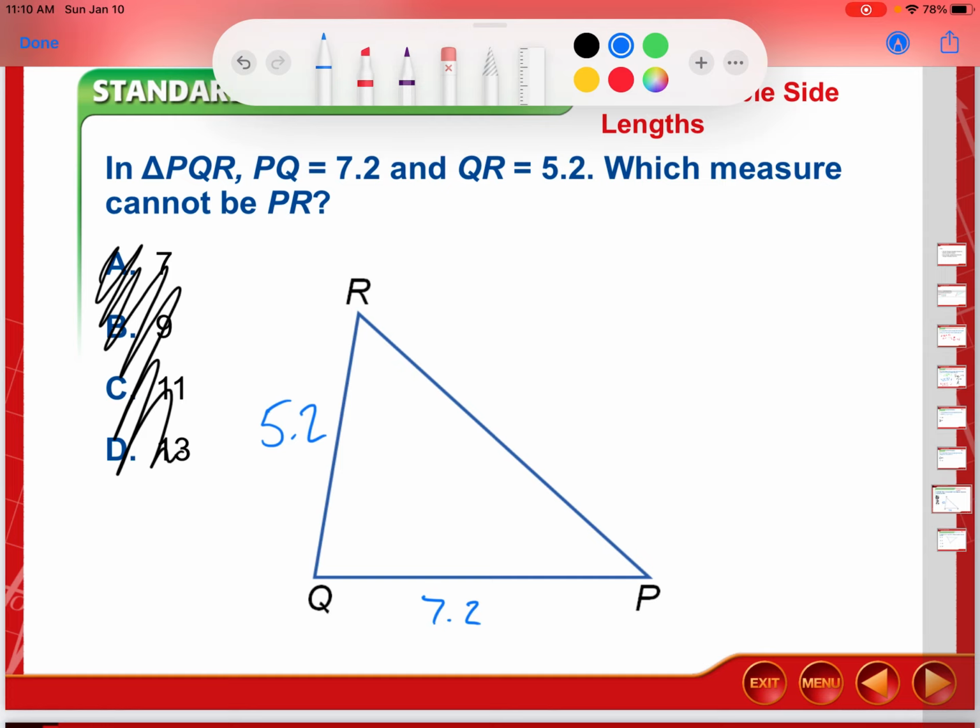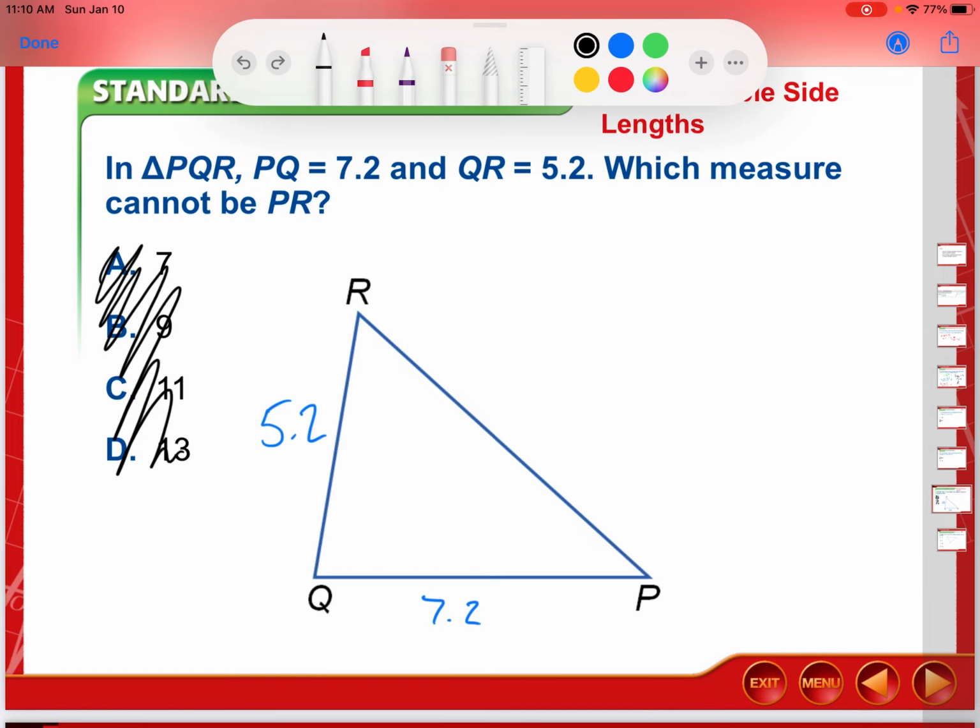However, you're going to get problems that give you two side lengths like this, and then they'll ask, well, what is the range of sides for side RP? Finding that is a little bit more tricky, so I'm going to walk you through the steps to do that.